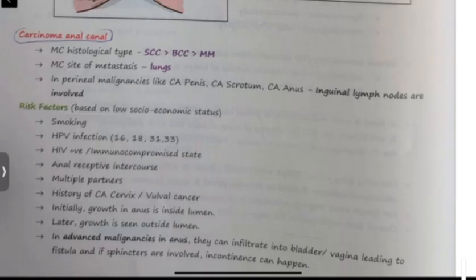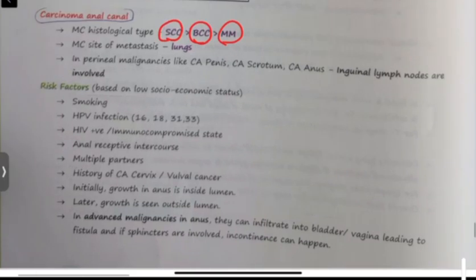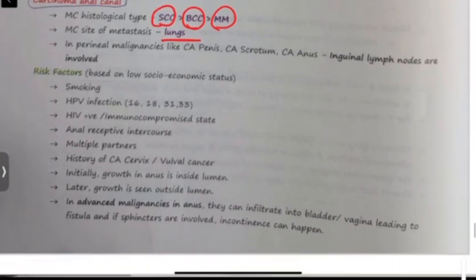Okay, so the most common histological type is squamous cell cancer, then basal cell, and then malignant melanoma. The most common site of metastasis is the lungs. In perineal malignancies like CA penis, CA scrotum and CA anus, the inguinal lymph nodes are involved.